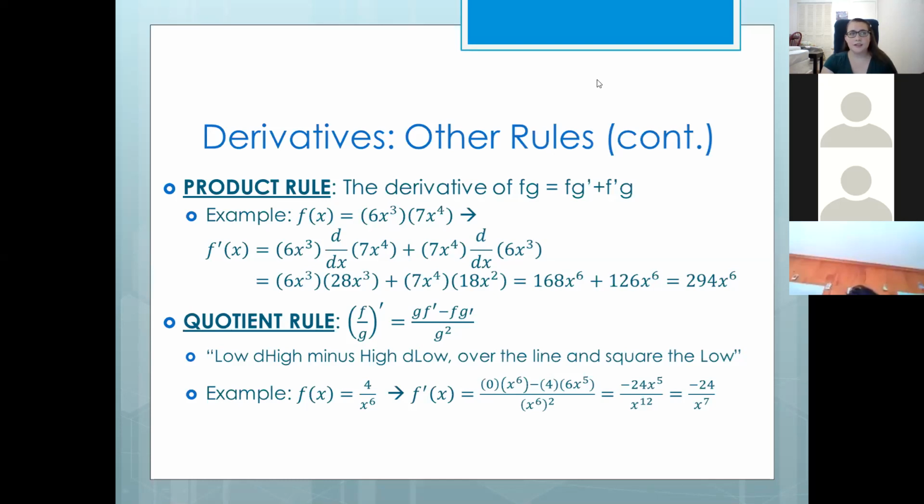Now, can you guys see the alternate way to do this particular example? If you see it, go ahead and type it into the chat. How else could we do this example?